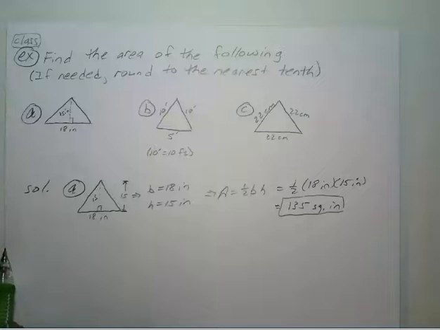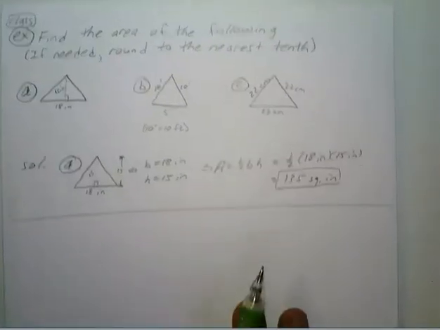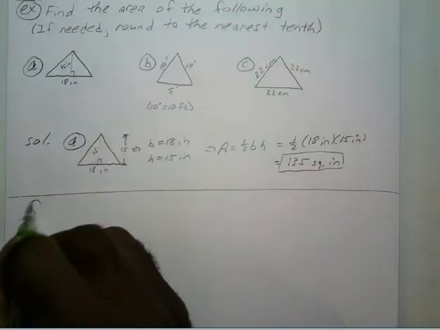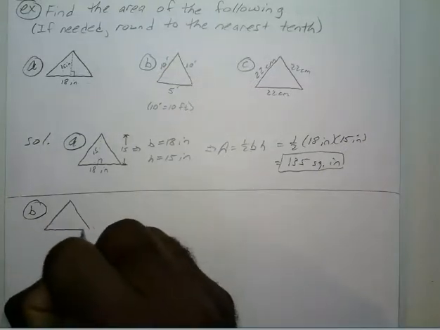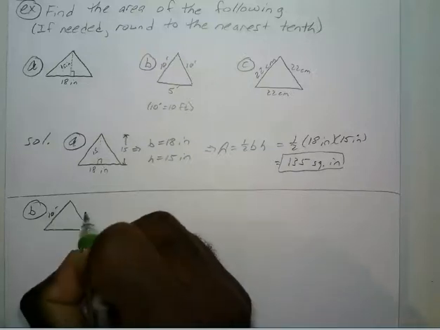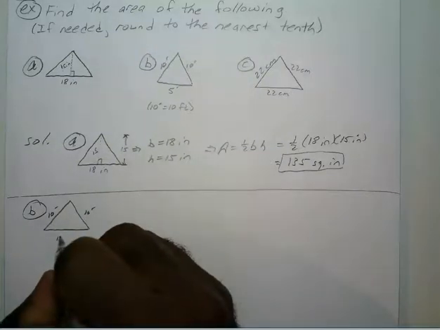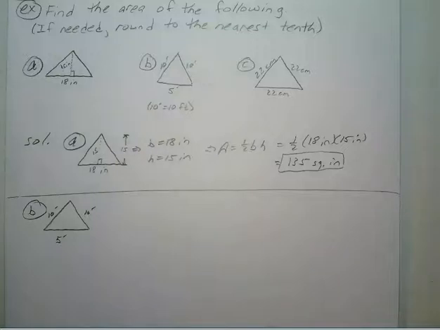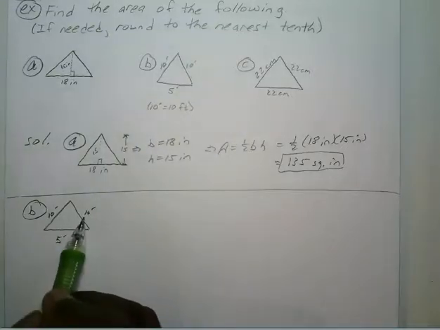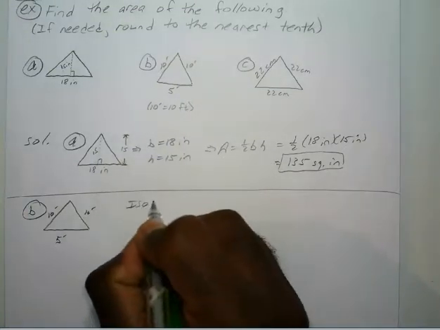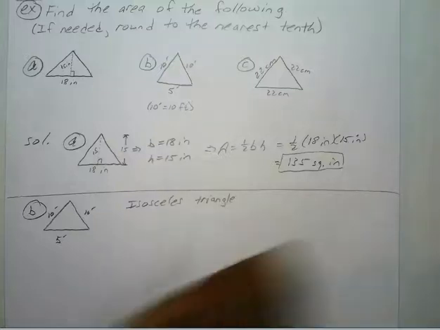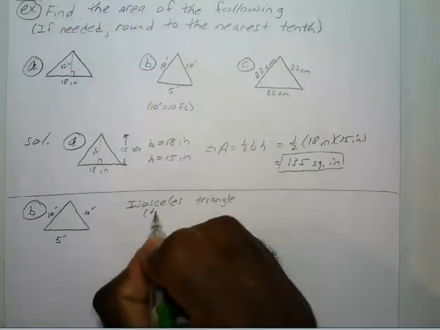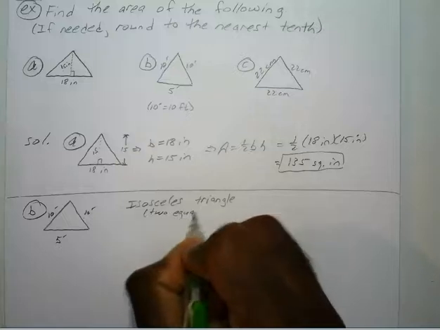All right, so let's go ahead and do problem B. And I'm just going to redraw it. 10 feet, 10 feet, 5 feet. Okay, so we can see here, because two of the sides are the same length, it's an isosceles triangle. Okay, because it has two equal sides.